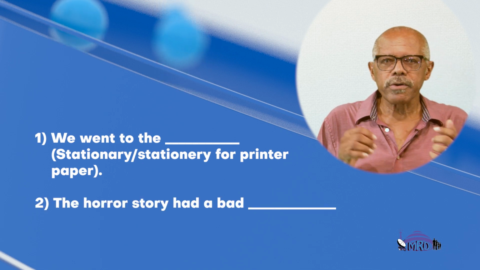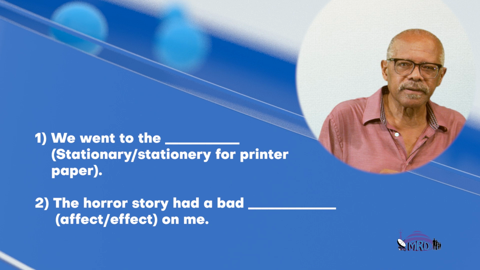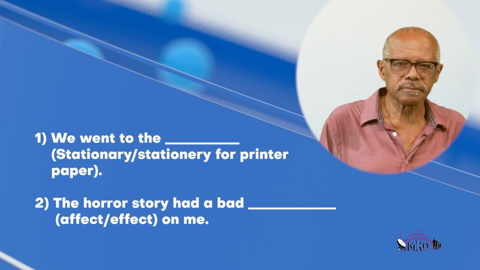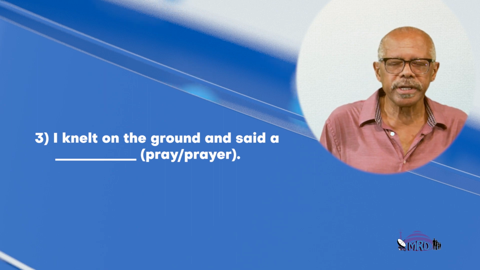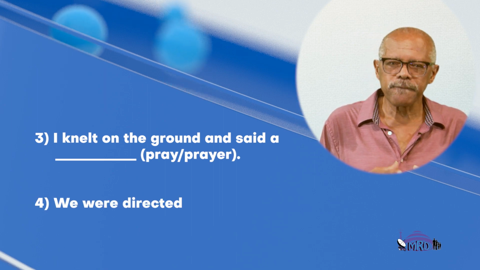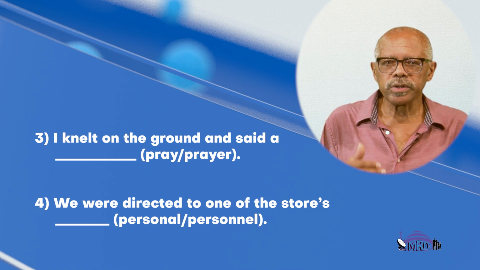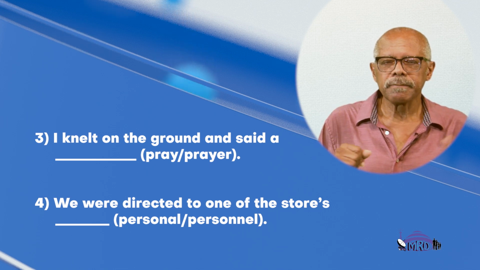2, the horror story had a bad effect on me. 3, I knelt on the ground and said a prayer. 4, we were directed to one of the store's personnel. As stated, we will get back to those at the end of the lesson. But for now, let's go straight to the lesson, which today will identify sets of words that are often misunderstood or misused. We will show the difference between each of them.